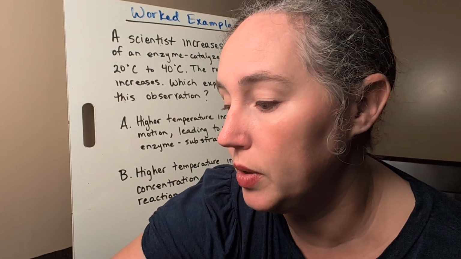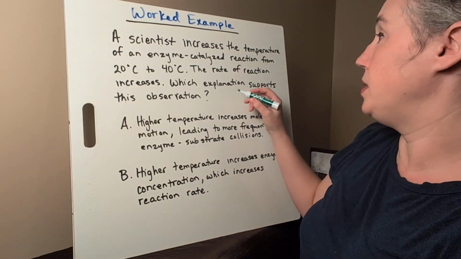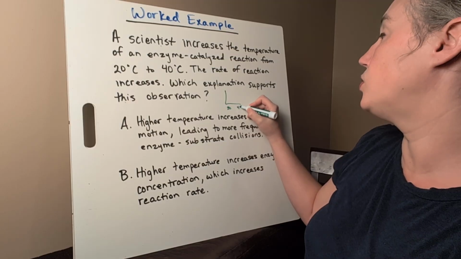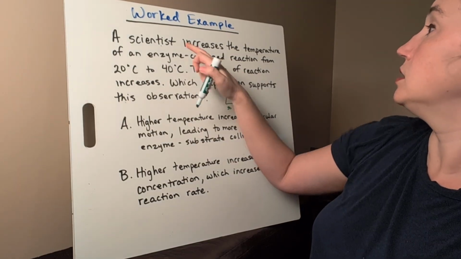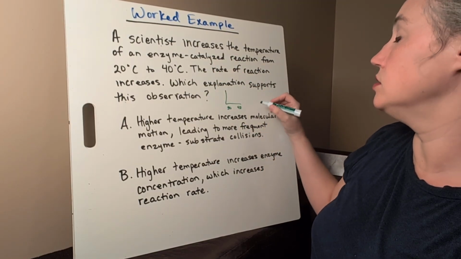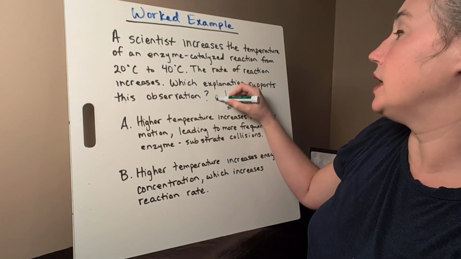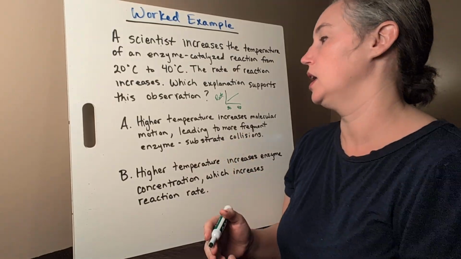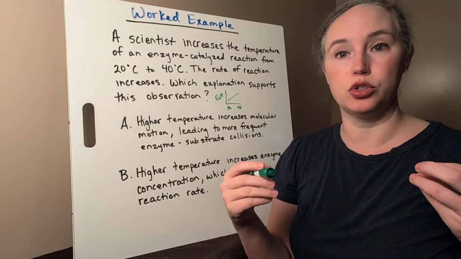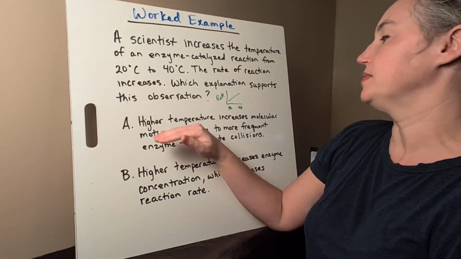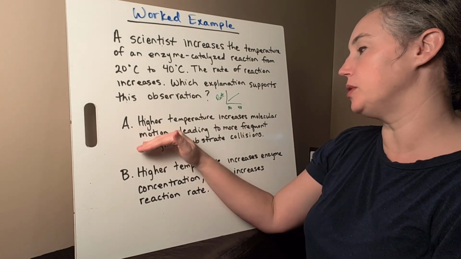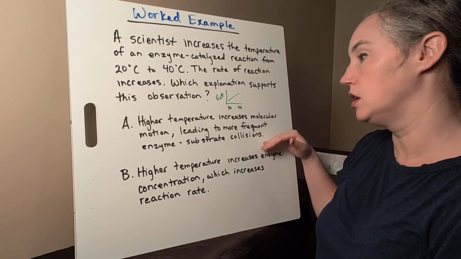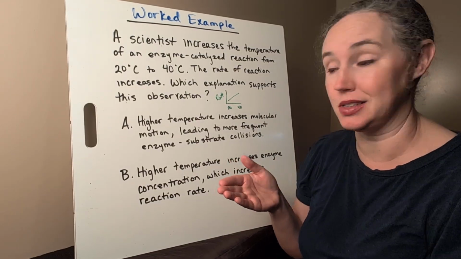So, let me grab a little marker here. Imagine it's saying that the temperature went from 20 to 40, and the rate of reaction increased. Cool. So we've gotten it down to two answers. Higher temperature increases molecular motion, leading to more frequent enzyme substrate collisions. Sounds pretty good. Let's see what the next one is.